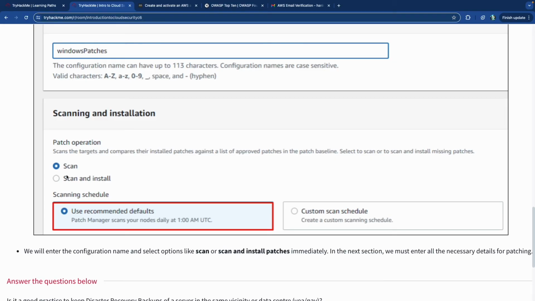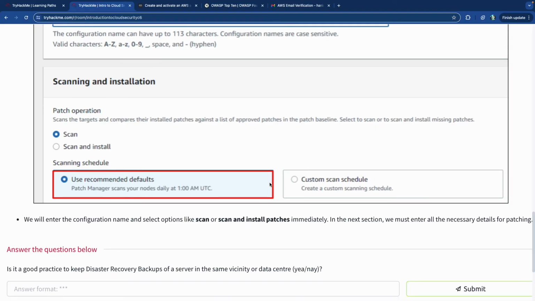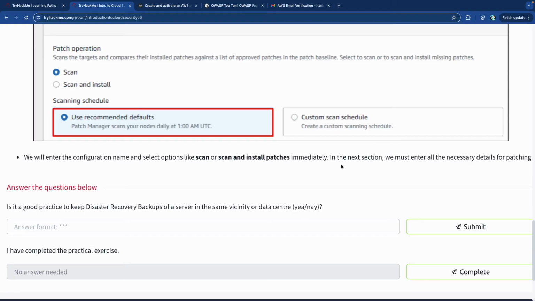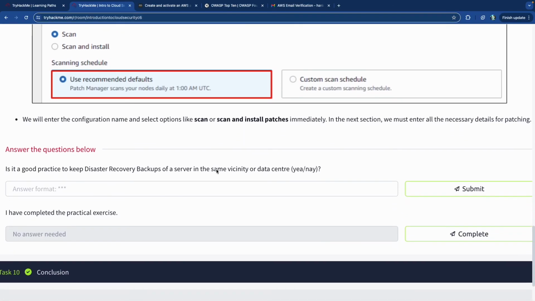So you create the name for it. You can do scan or just scan and install. And with the recommended defaults, it can scan your nodes daily at this time, or you can create your own scan schedule, and then that's basically it. And then it'll just scan your services for any updates that might be necessary, and then you could either just get a report of what needs to be installed, or you can do scan and install, and then it'll do the updates for you automatically.